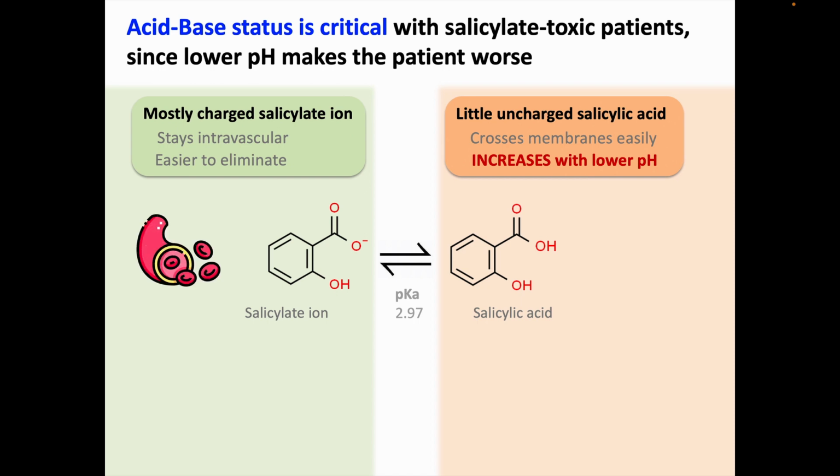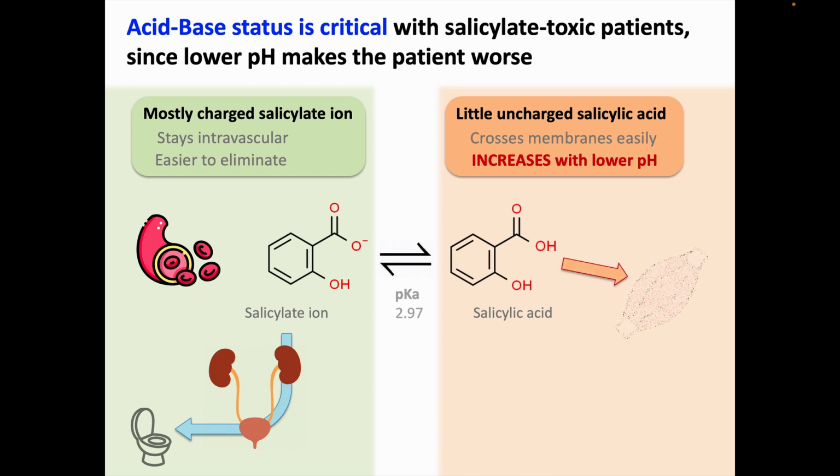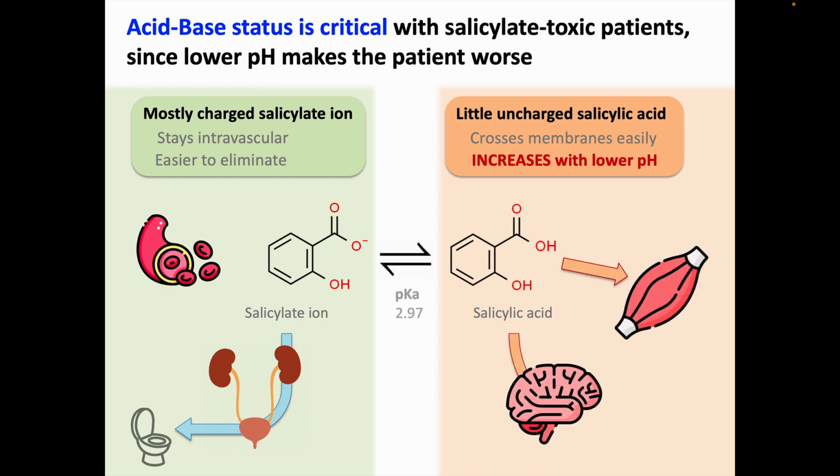The salicylate ion is more water-soluble, so it tends to stay dissolved in the blood, and it's filtered in the kidneys and can be more easily eliminated in the urine. But anything lowering the pH will increase the relative amount of salicylic acid, which is more easily able to cross membranes and become absorbed into the body tissues, including into the CNS, which is the pathway leading to a bad outcome. So this will help guide therapy because we want to correct the acidosis and to avoid anything that might lower the pH.